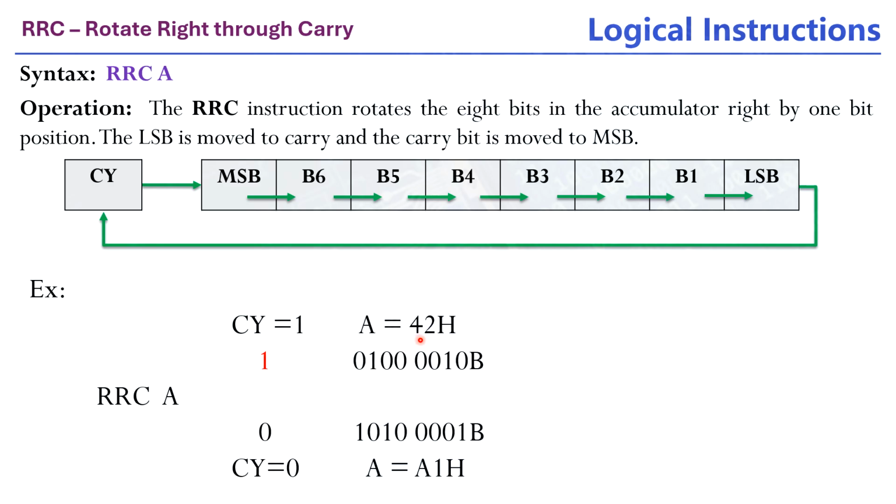This is the 42 value, this one, but the carry is also given. This carry is shifted here. So this value comes here. This is the 0. Now this value is shifted here in place of the carry. This value comes here, this one, this one, this one. In this way we can just represent it. This is very easy.